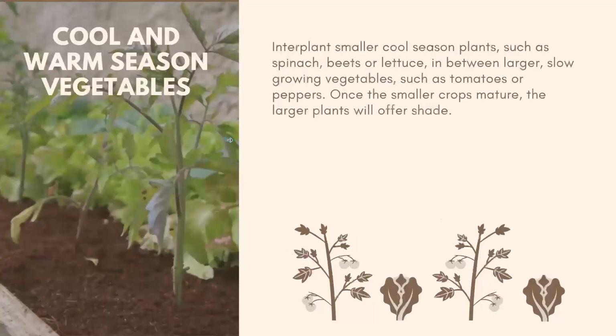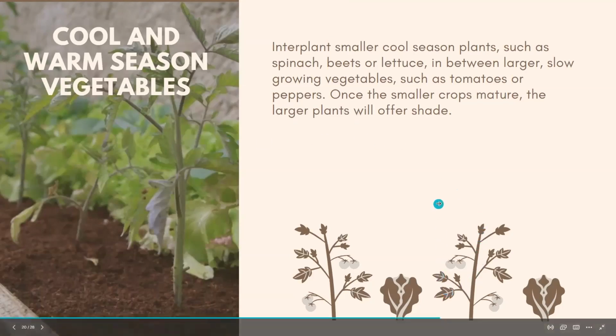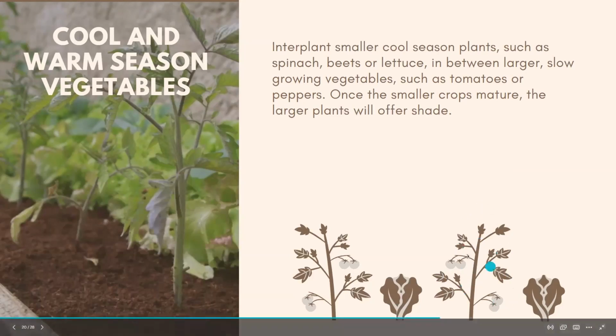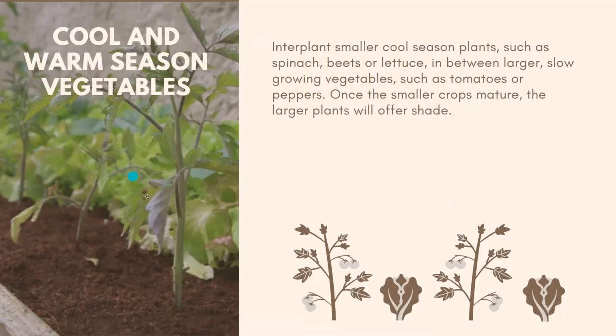Another companion planting strategy is mixing our cool and warm season vegetable crops. The idea is you can interplant smaller cool season plants like spinach, beets, and lettuce in between larger and slower growing vegetables like tomatoes or peppers. And then once the smaller crops are mature, these larger plants will offer some shade. So here's an example I found where they're growing tomato plants next to their lettuce.